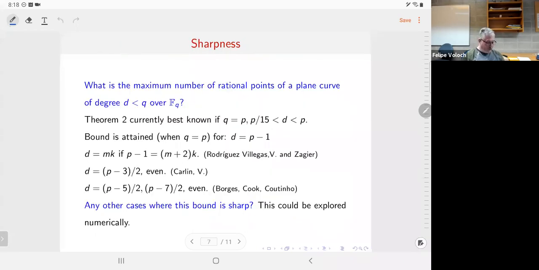Now, with the exception of Frobenius non-classical curves, we have this bound. And how sharp is this bound? That's one thing that I really would like to explore. So the first question that comes to mind is, what's the maximum number of rational points of a plane curve of degree d less than q over F_q? I'm putting degree d less than q because as long as the degree is q or more, you can make the curve pass through all the points in P2. So there's nothing very interesting happening there. But when the degree is less than q, we don't have an answer to this question.